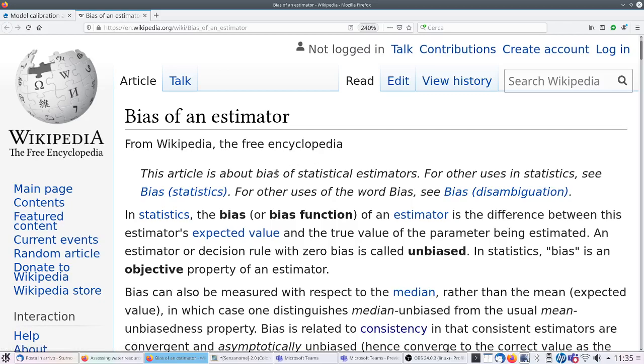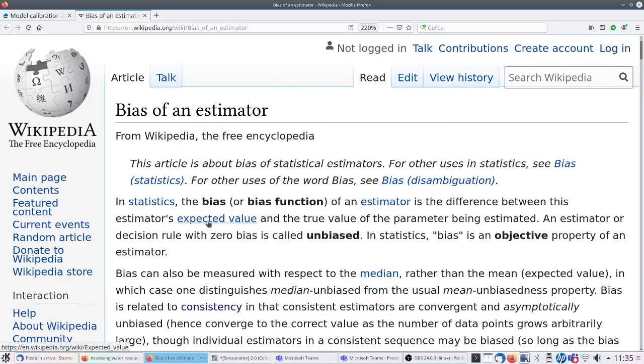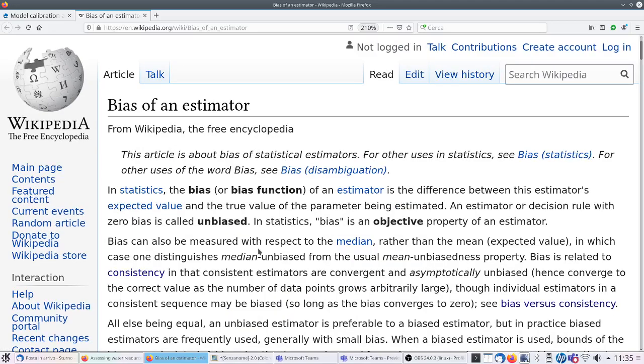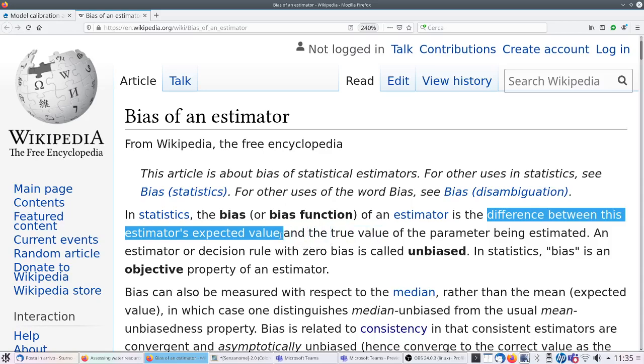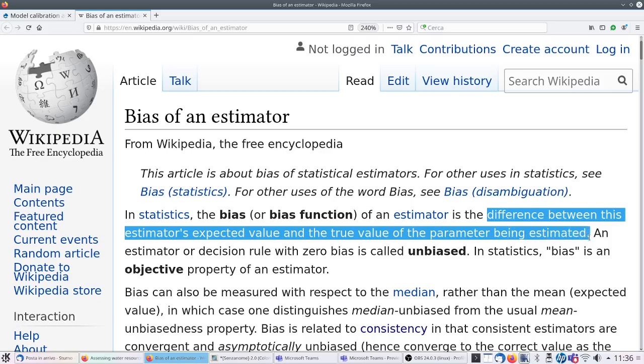So, in statistics, sorry, I want to increase the size. The bias of an estimator is the difference between this estimator's expected value and the true value of the parameter being estimated. Okay? So you may think that consistency and unbiasedness are the same thing. Actually, it's not precisely the same thing.